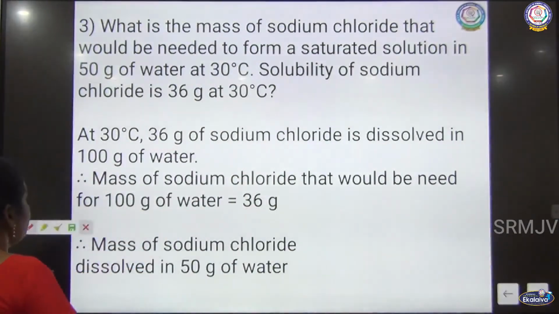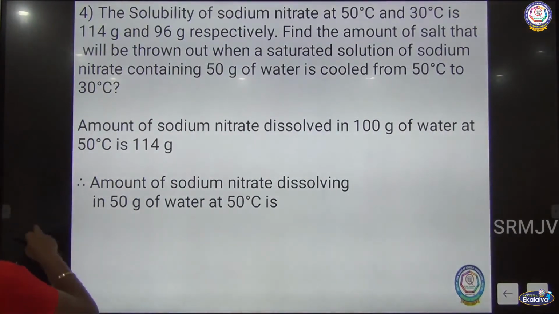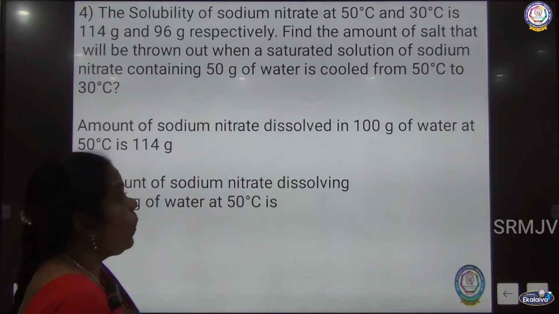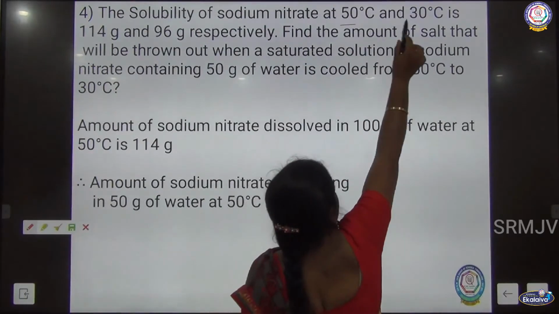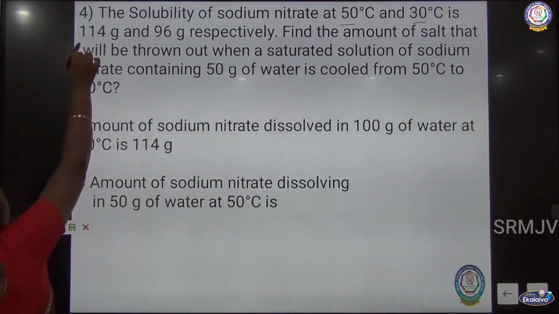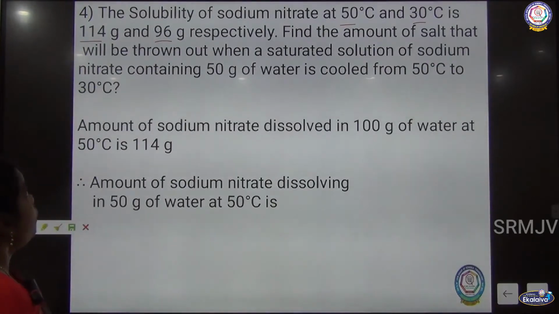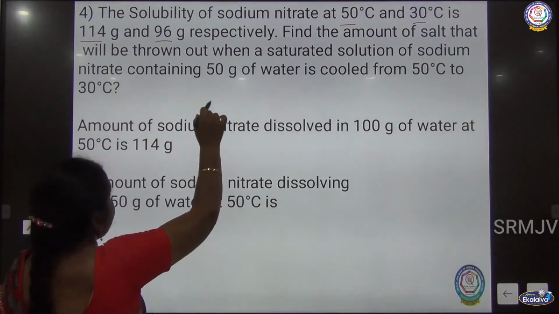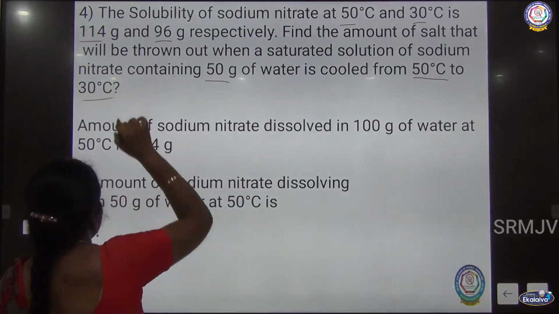And next one, you want to find the solubility of sodium nitrate at 50 degrees Celsius and 30 degrees Celsius. Now you are going to prepare the solution of sodium nitrate at two different temperatures. One is 50 degree, another one 30 degree Celsius respectively. For that we need what? 114 gram, 96 gram. Find out the amount of salt that will be thrown out when the saturated solution of sodium nitrate at 50 is cooled from 50 to 30.